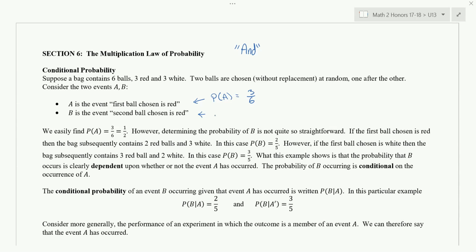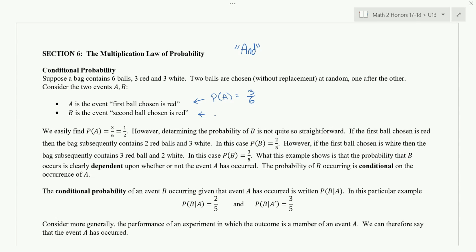Well, how many balls are left? You've picked one out. Are you putting it back in? No replacement. We're not putting it back in. And so there's 5 left. And so what's our probability going to be? 2 out of 5? Well, are you sure? It depends on what happened. If your first pick was red, then there's only 2 red balls left, and it's 2 out of 5. But what if your first pick was white? Then it's 3 out of 5.